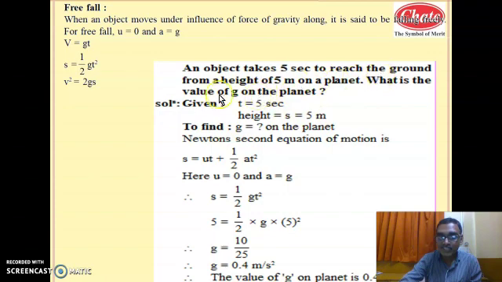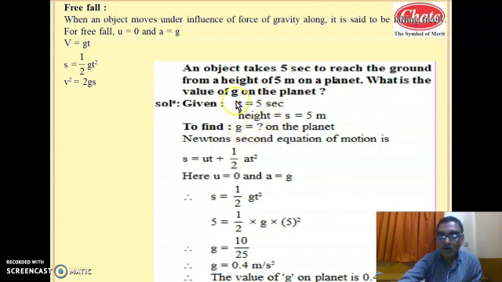Here we have to calculate acceleration due to gravity, also called Earth's gravitational acceleration, meaning small g. Capital G is different; that is the gravitational constant, and its value remains the same everywhere. Small g is the acceleration when your body is pulled by the Earth's gravitational force. In this problem we release the body from a 5 meter height. It takes 5 seconds to reach the ground. So what is the acceleration due to gravity on that planet?